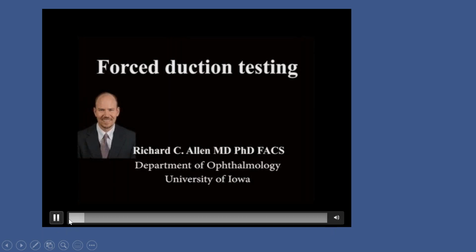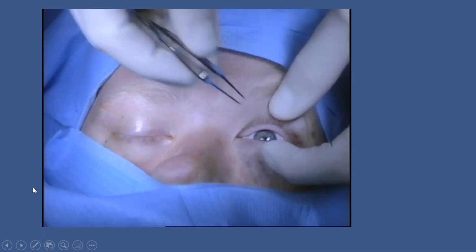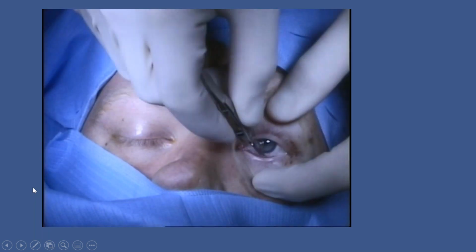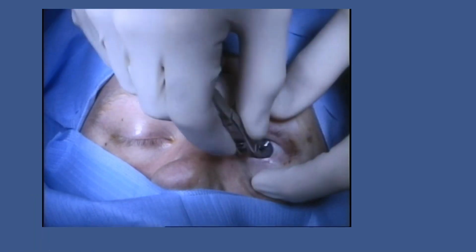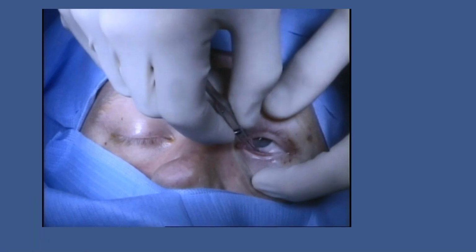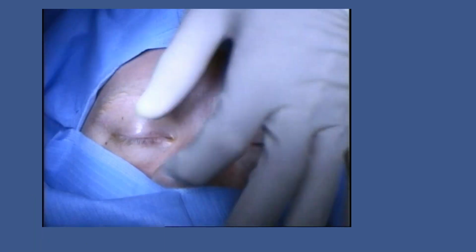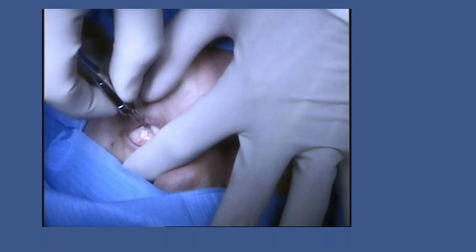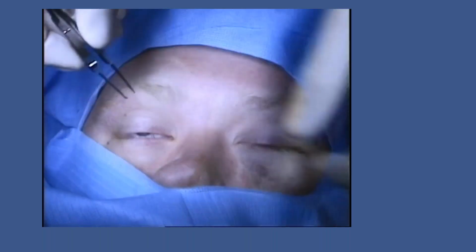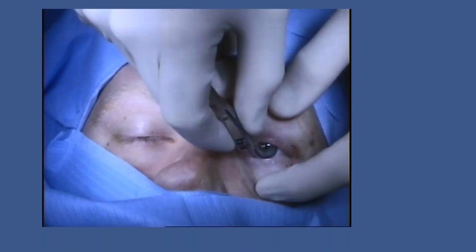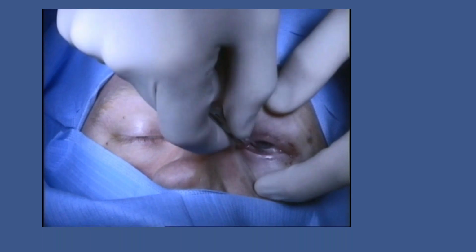This is Richard Allen at the University of Iowa. This video demonstrates force duction testing in a patient who has a left orbital fracture. Tooth forceps are used to grasp the eye at the inferior rectus insertion. On the left, a restriction is noted in the force duction since the eye cannot be placed in supraduction, while the force ductions on the right are free.